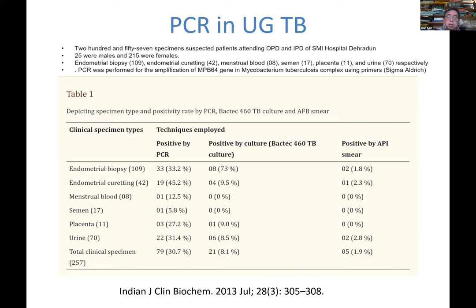So we're going to talk a little bit about the currently more widely available GeneXpert, but this is using a specific primer looking for MPB64. So this is positive by culture, which you can see is still relatively small, smear even smaller, depending on which sample you've taken. But the PCR seems to give you additional sensitivity potentially. And so this was, I think, interesting to show the sensitivity of PCR may be very important.